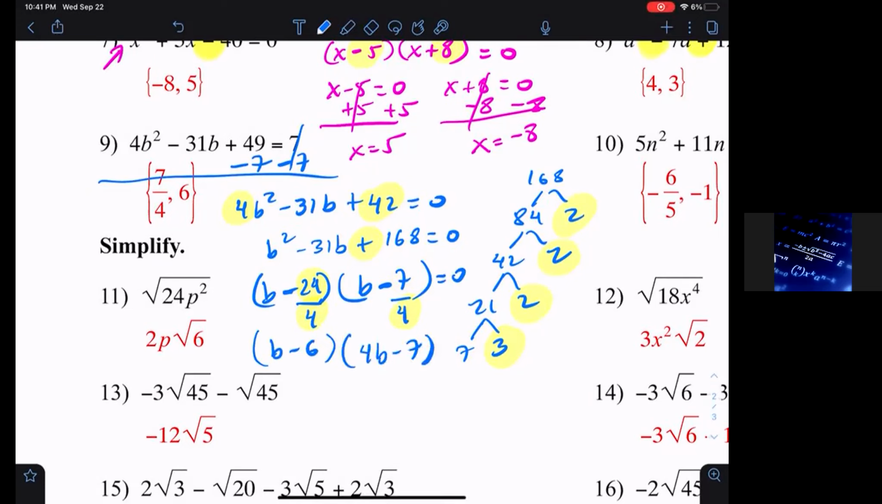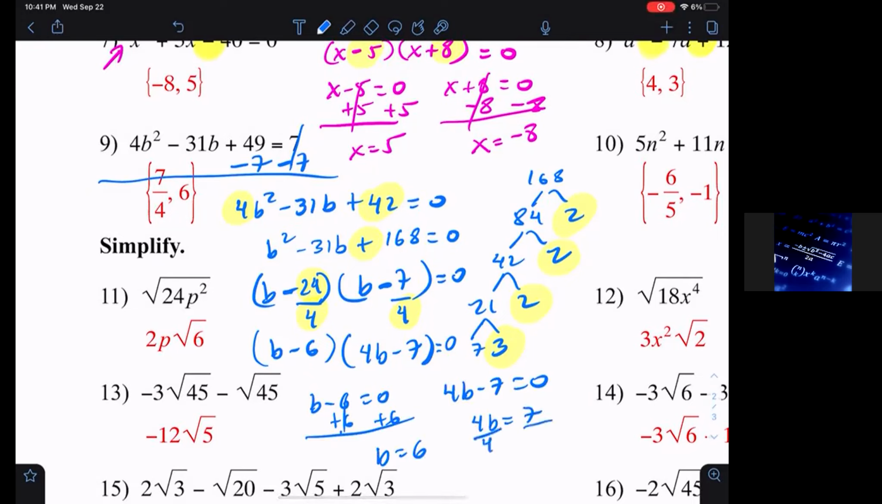Now you need to solve for 0, right? So this is equal to 0. What I need to do is b minus 6 equals 0, and 4b minus 7 equals 0. If I add 6 on both sides, I get b equals 6. And then if I add 7 on both sides, I get 4b equals 7. You divide by 4, you get b equals 7 over 4, right?